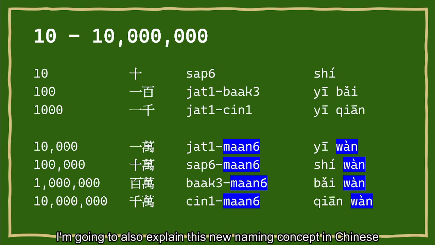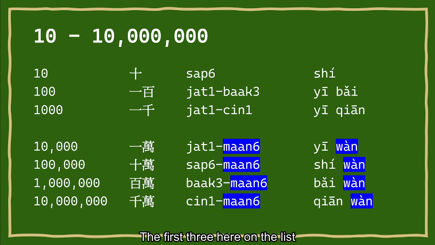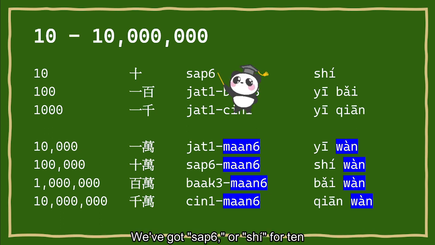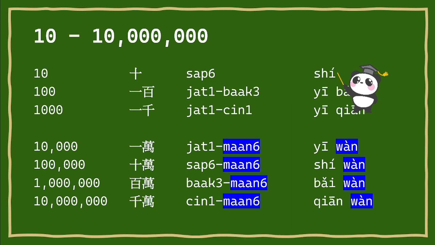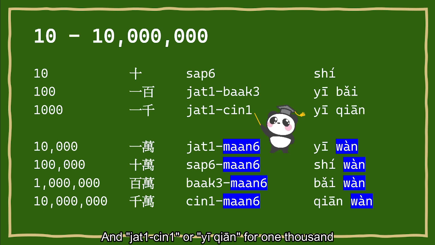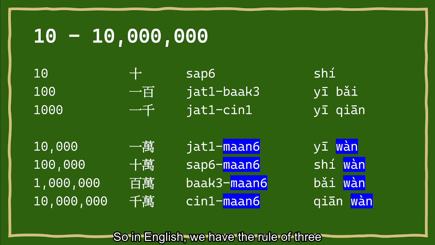Again, I'm going to also explain this new naming concept in Chinese. For the first 3 on the list, 10, 100, and 1,000, the naming sense is pretty much the same as in English. And then when we get to 10,000, in English, we have the rule of 3. But in Chinese, we have the rule of 4 instead. So for every 4 zeros, we get a new name for the number.